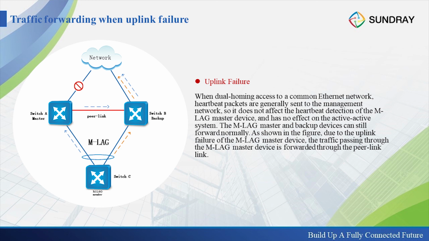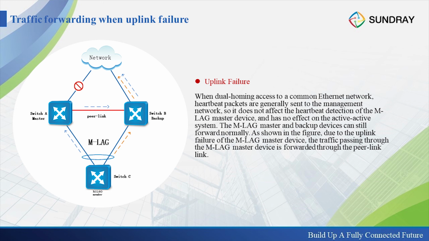If the uplink fails, when the dual homing access to the common Ethernet network, the heartbeat packets are generally sent to the management network. So it doesn't affect the heartbeat detection of the MLAG master devices, and has no effect on the active system. So switch A and switch B at this time will still keep forwarding the data normally, as shown in the figure.